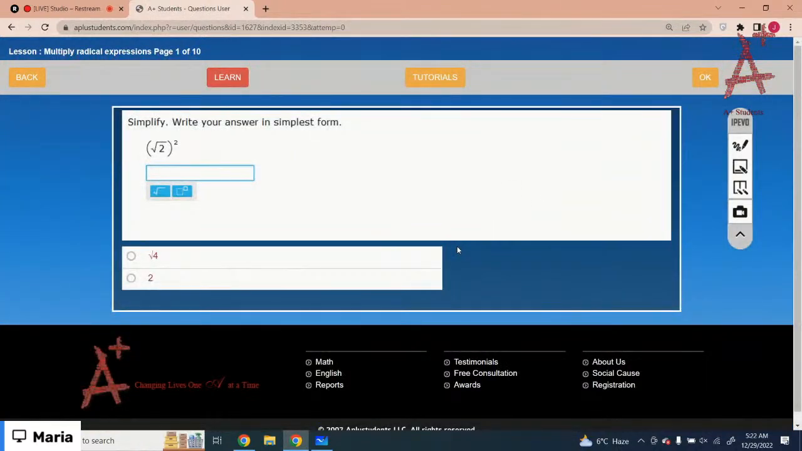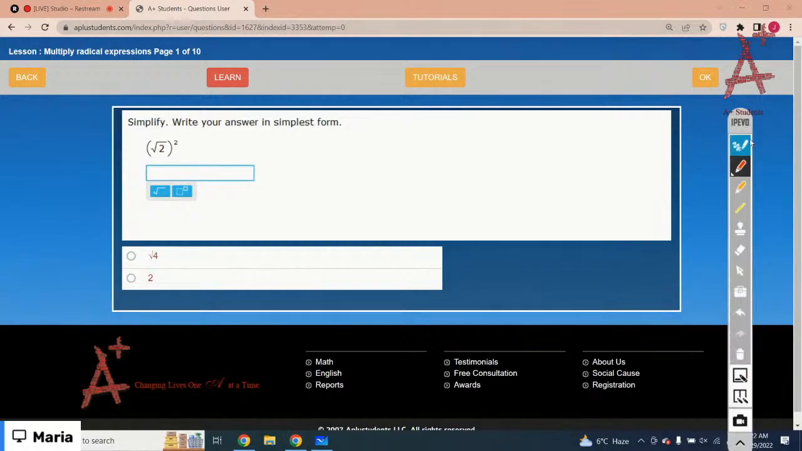Okay, the first one is square root 2 square. So we know that square and square root are two opposite operations. Got it? They cancel out each other. So that means the square and square root cancel out each other. So you're left with just 2. Got it? So second option is the correct one. Just select the correct option and click on the OK button.